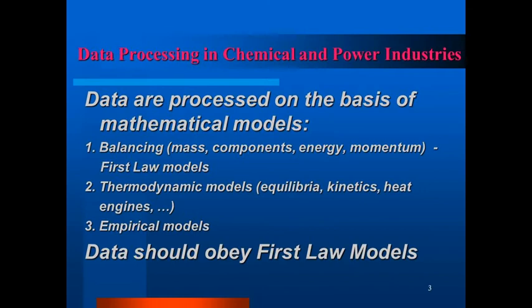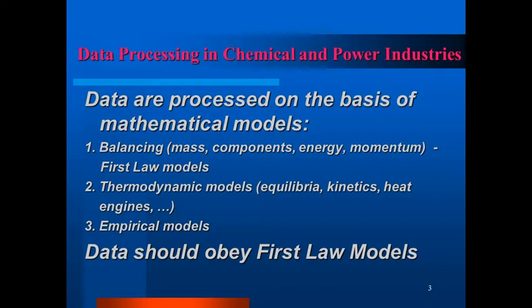In general, we can meet in practice with several types of mathematical models. In the first important group are so-called first-law models. They comprise balances of mass, chemical elements, energy, and momentum. They are the main source of redundancy in process data.